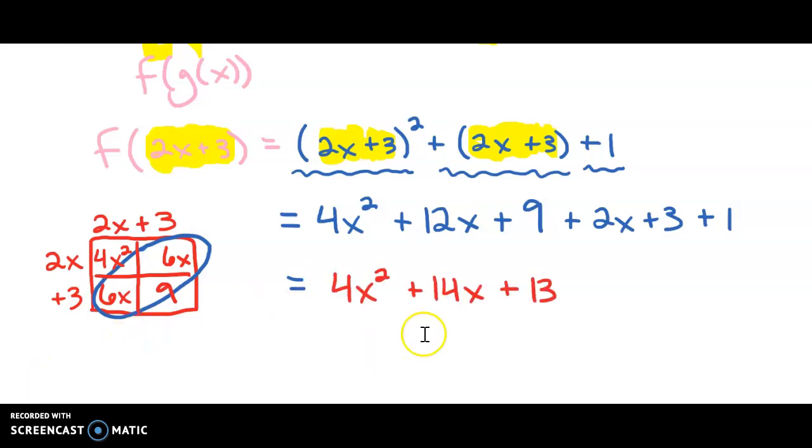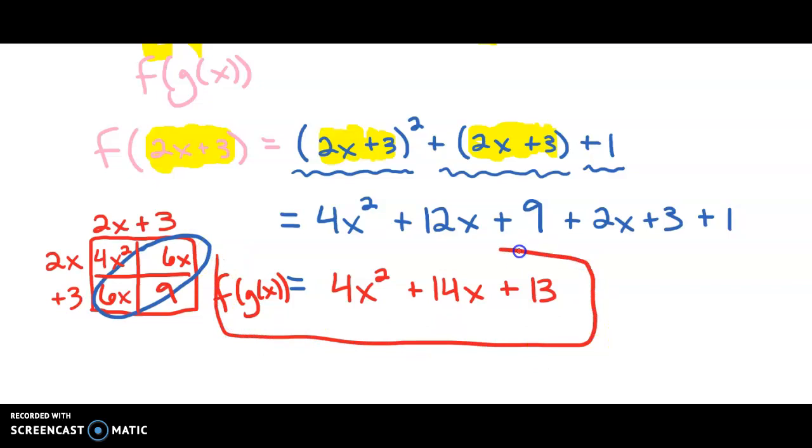After we combine like terms, we should get what I have here, 4x squared plus 14x plus 13. That is equal to f of g of x, which is what we're looking for. This is my final answer.